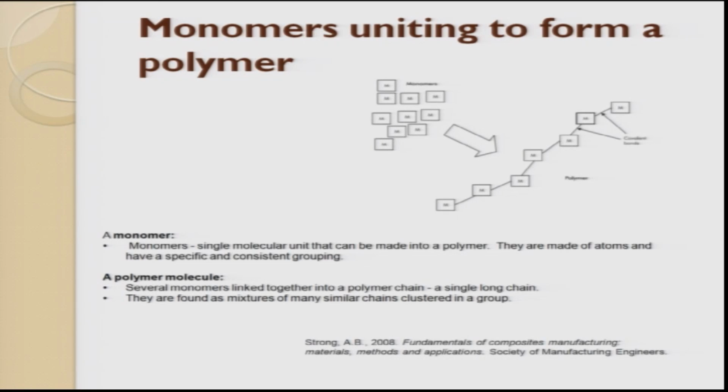So a monomer is made out of atoms and has a specific and consistent grouping. What is a polymer? Polymer molecules are nothing but several monomers linked together to form a polymer chain. It is a single long chain. This single long chain alone cannot be used for applications. There will be several chains attached together forming clusters, and this clustering of monomers into a chain fashion is called a polymer.